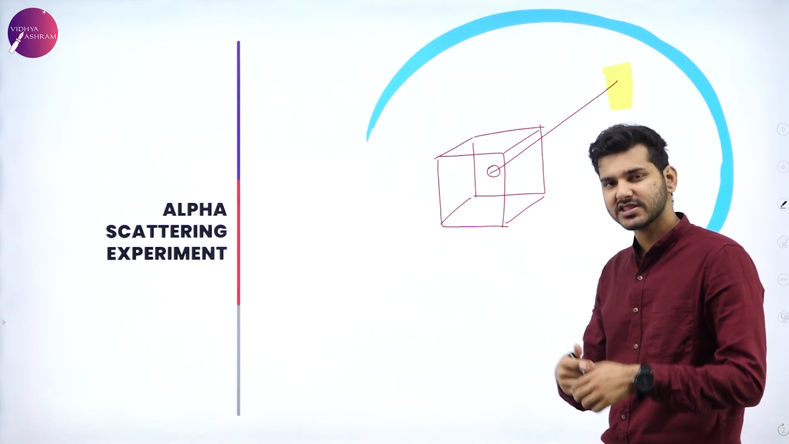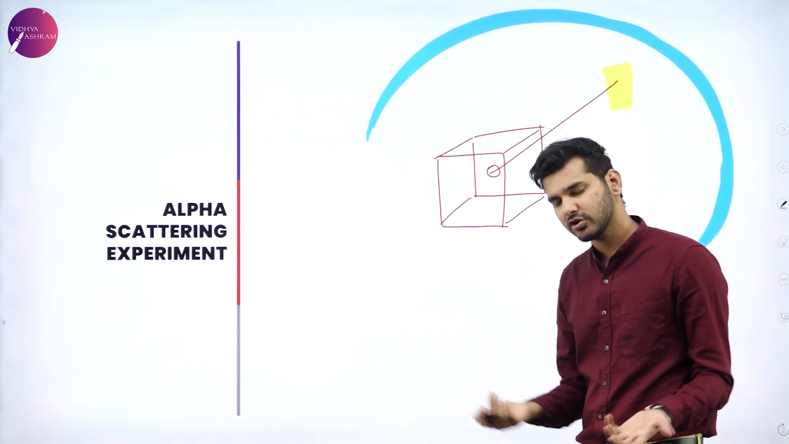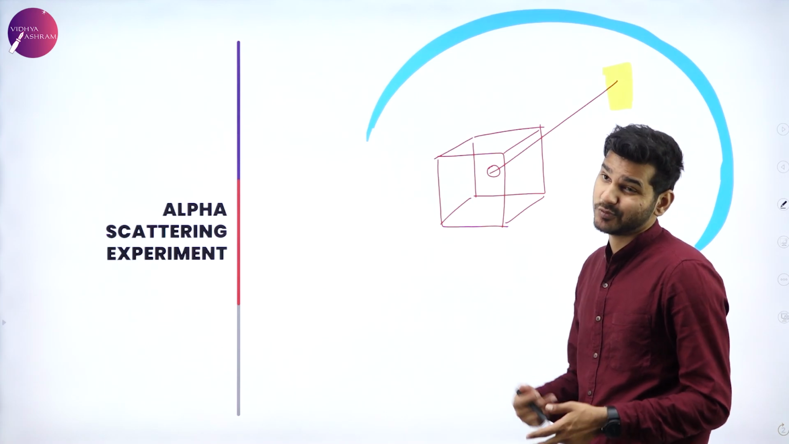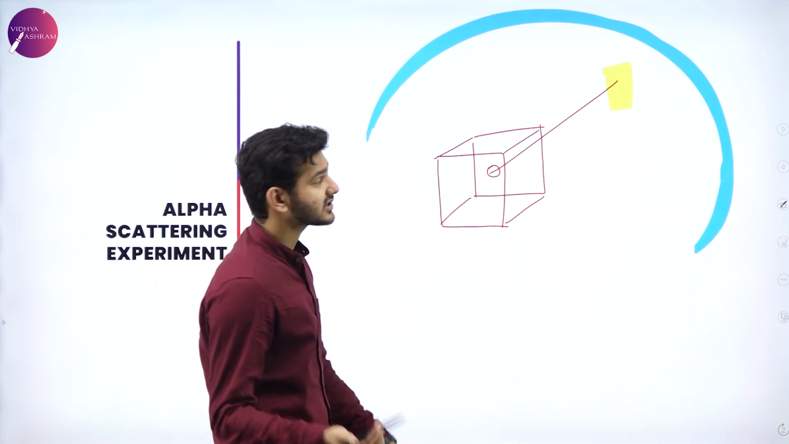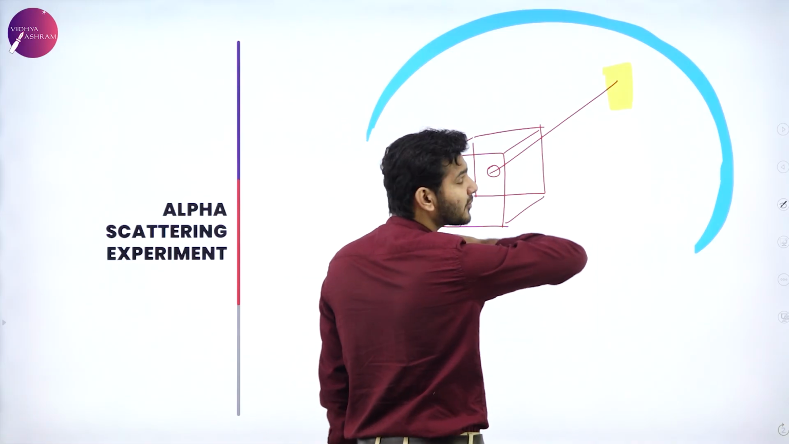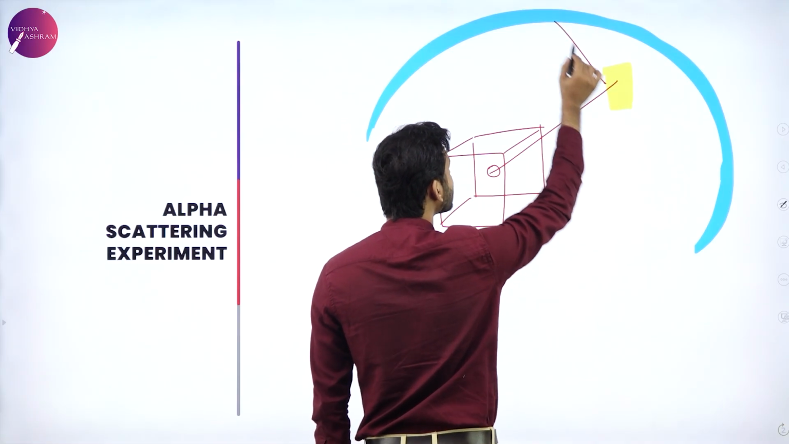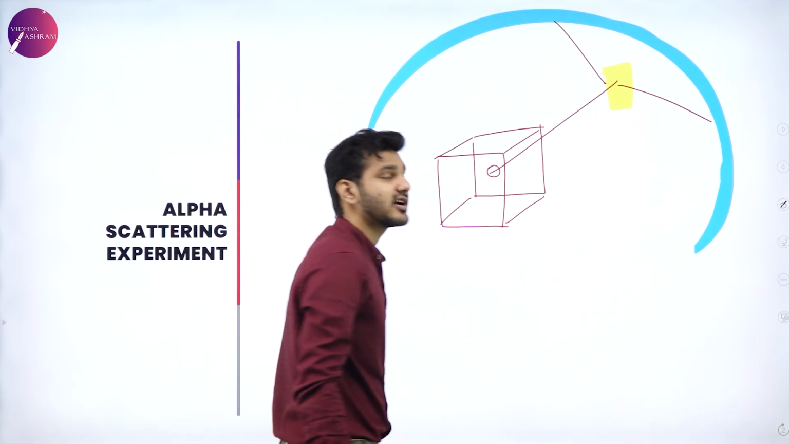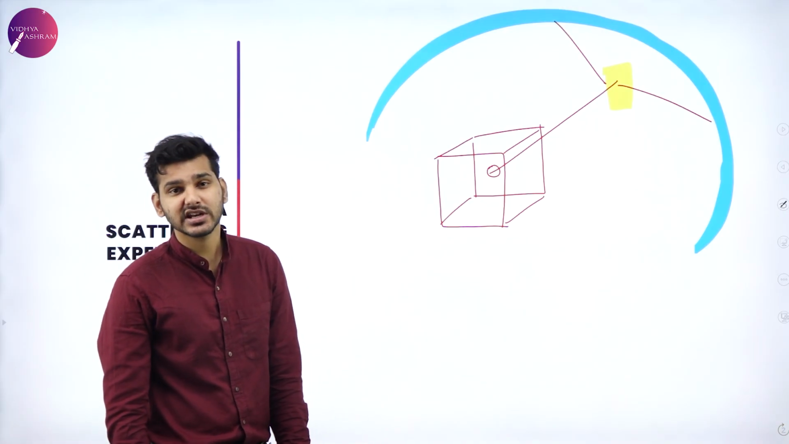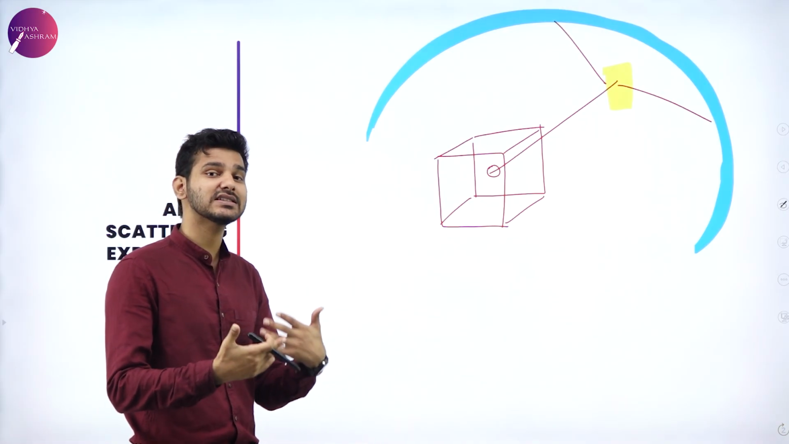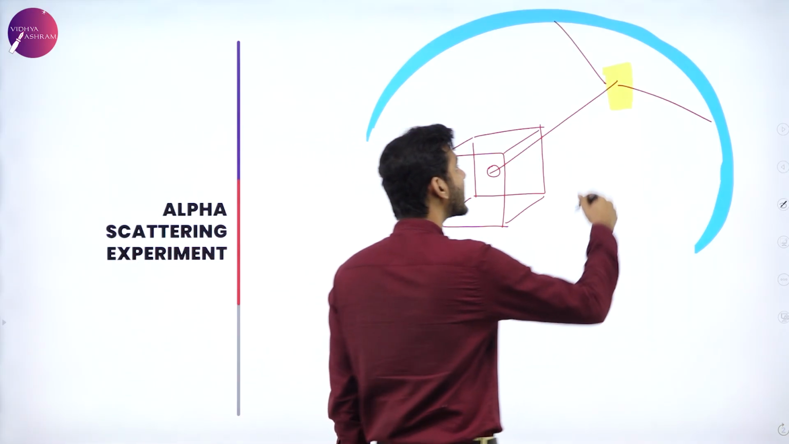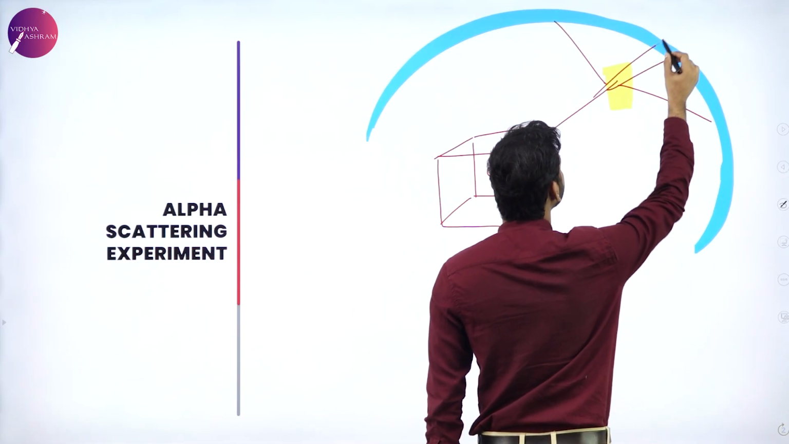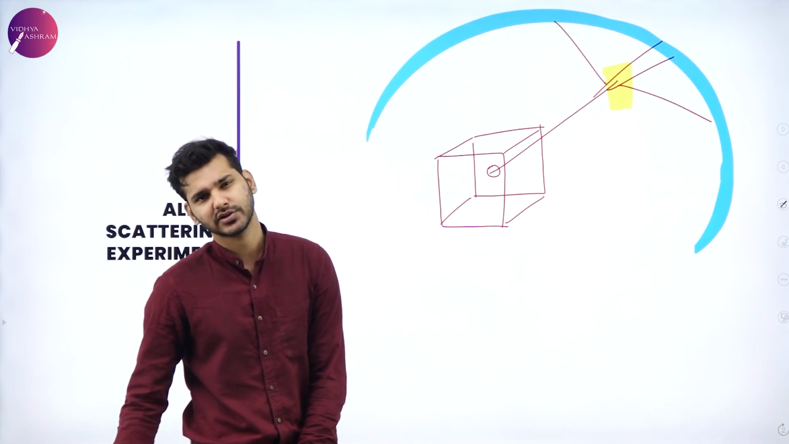So what do you think the experiment results were? Again, you already know what the experimental results were, but still. The results were as expected: some of the alpha particles were scattered and produced flashes of light on the zinc sulfide screen kept behind, and most of the alpha particles just went through directly without any scattering.